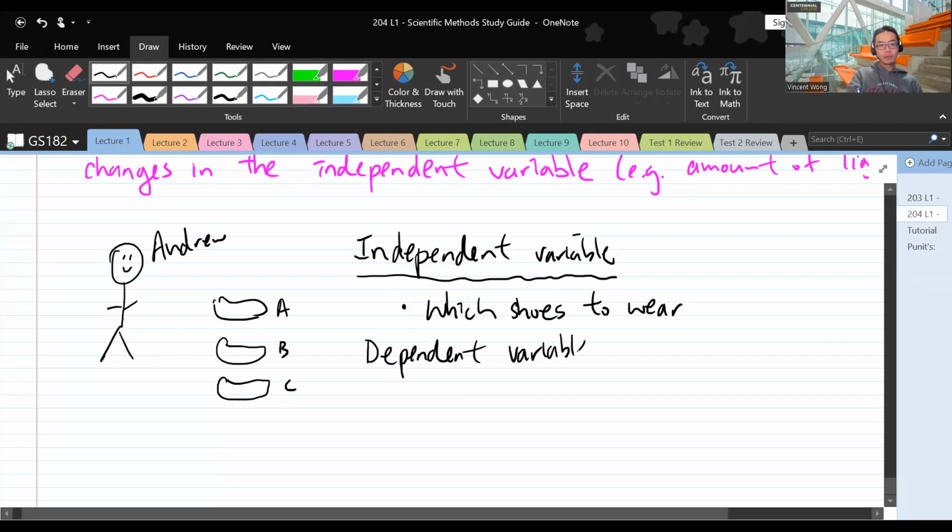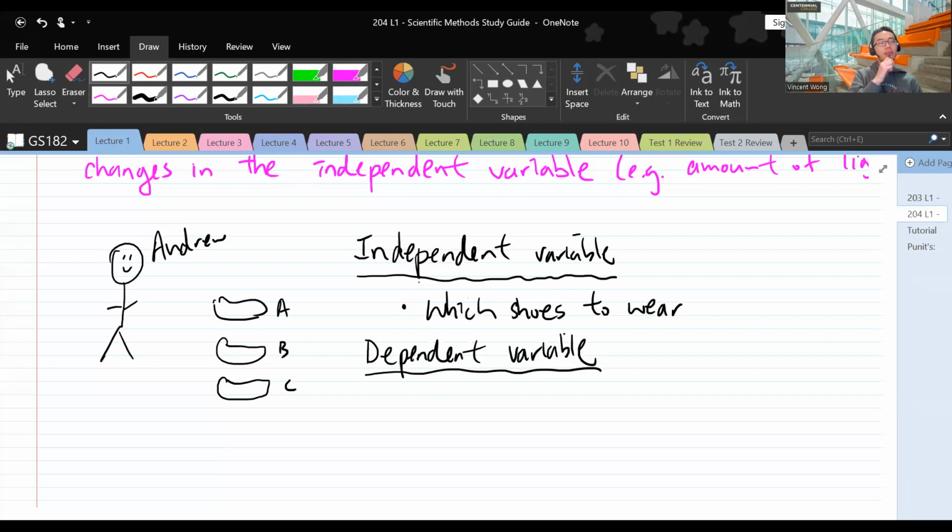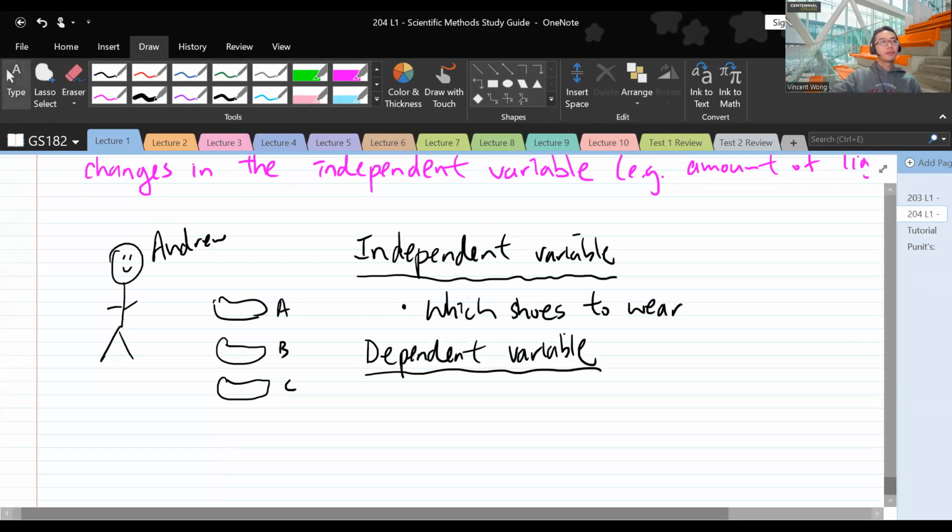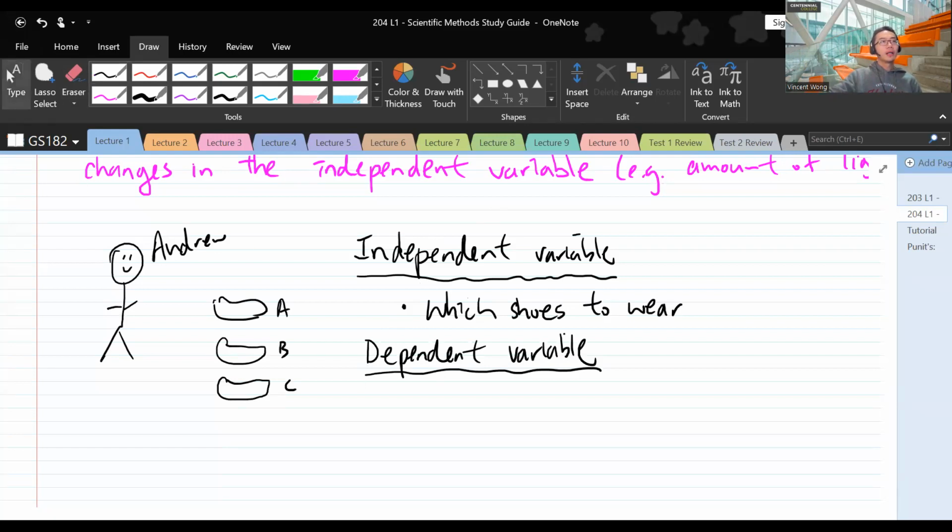Depends on how many clothes he has on, like the weight. Is that what we're trying to measure? Is that what we're trying to observe by changing the different shoes? Let me try. Go ahead. Maybe how far he can run with the shoe. Okay, how far? That's interesting. Let me keep that in mind first.